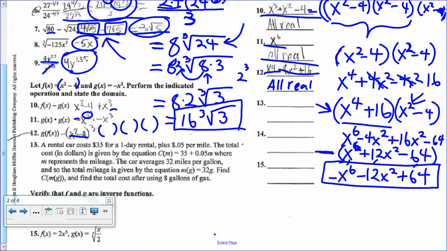Okay, so this is just a nested function, which you have already seen how to do. So we have this equation, and we have this equation. So find the total after using 8 gallons of gas. There's a more common sense approach to doing this, but we'll go ahead and do the nested function, because that's the way it's written.